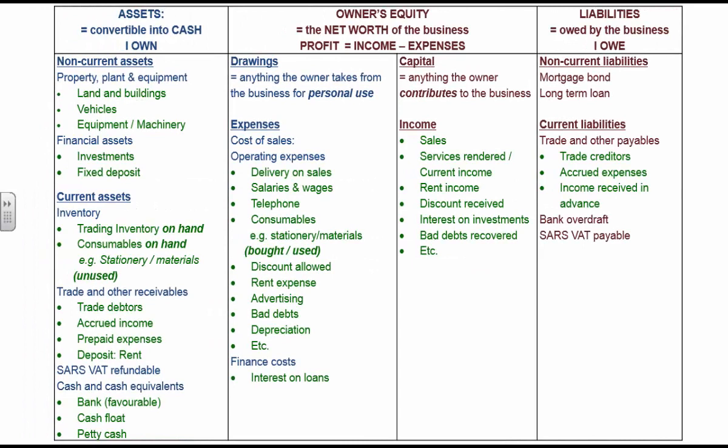We also discussed the list of account names that fall under assets, non-current and current assets, which fall under non-current, which fall under current. What is non-current, what is current? We also looked at which accounts fall under liabilities, non-current and current, which accounts are expense accounts, which accounts are income accounts. We also looked at when they fall in which categories.